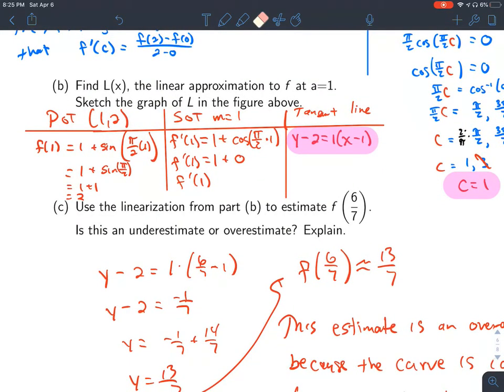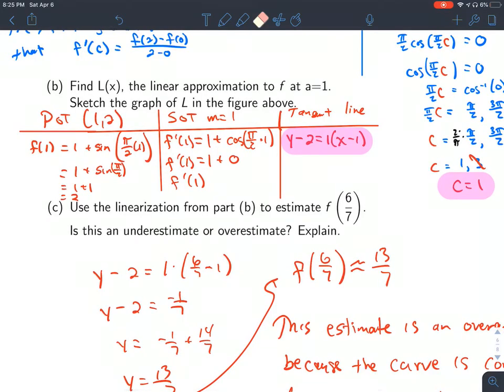B, find L, the linear approximation to f at a equals 1. I guess I didn't finish this problem in hindsight. The reason I didn't finish it is it says find L of x, and I didn't actually write it that way. So to do the linear approximation, what this is asking you is to find the equation of the tangent line.